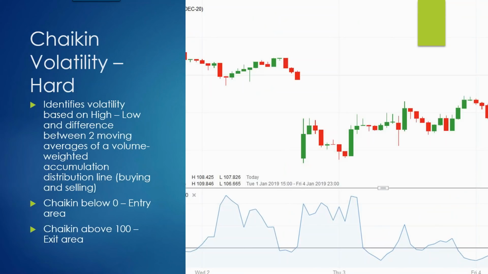Then we have the Chaikin Volatility. This is considered a more advanced indicator, which I would classify as a harder indicator to learn. It identifies the volatility based on high minus low in the difference between two moving averages of a volume-weighted accumulation distribution line, which is basically the buying and selling. The Chaikin, if it's below zero, is considered an entry area. The Chaikin above 100 is an exit area.